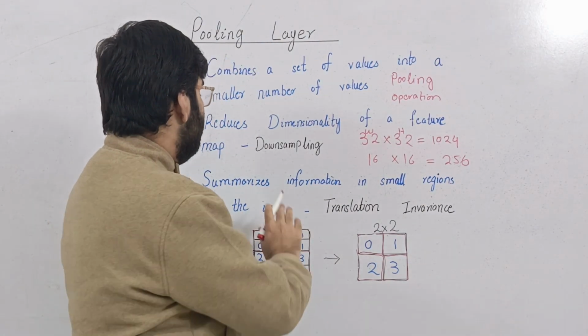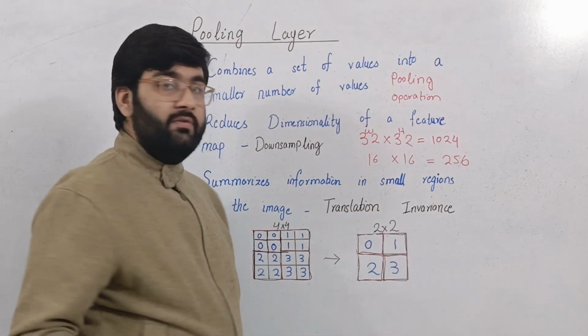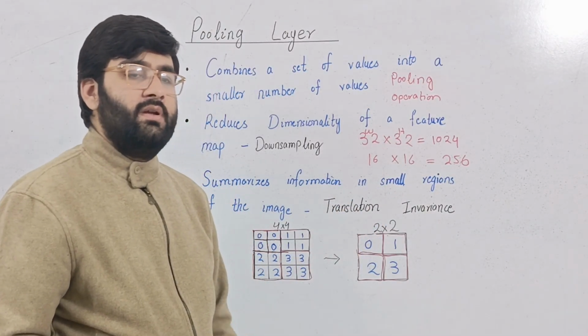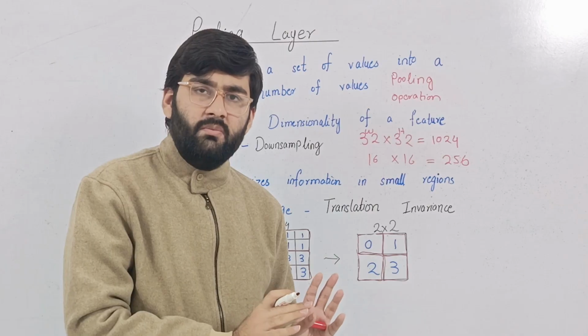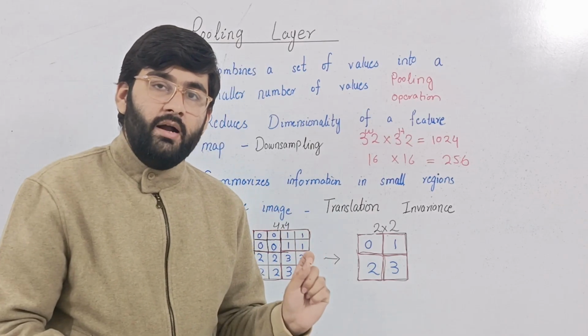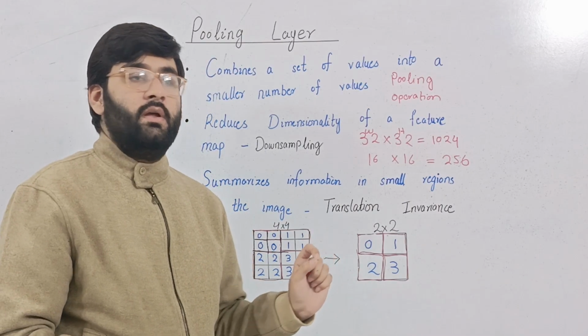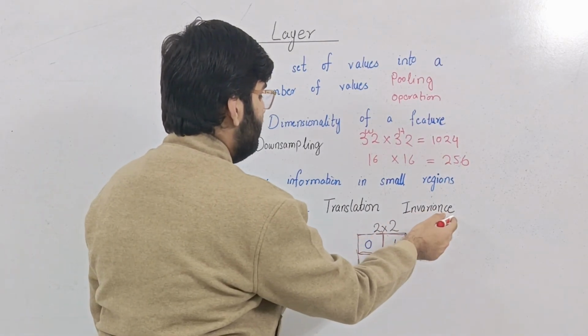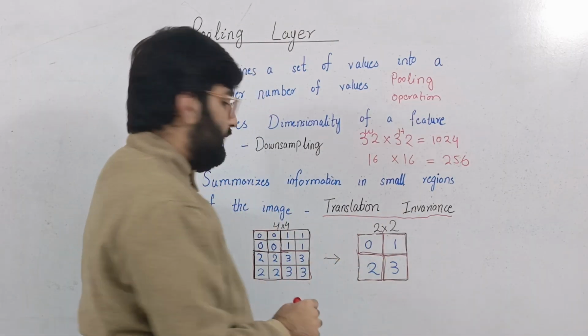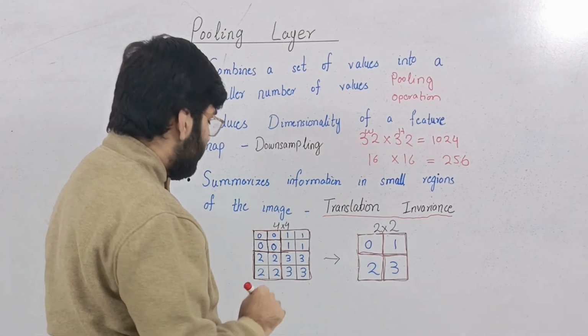The pooling layer summarizes information in small regions of the image. Thus, it does not matter in which part of the original region our desired information was. This is called translation invariance. Let me explain this with an example.